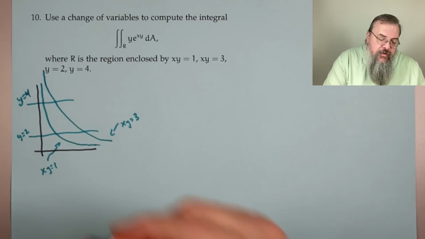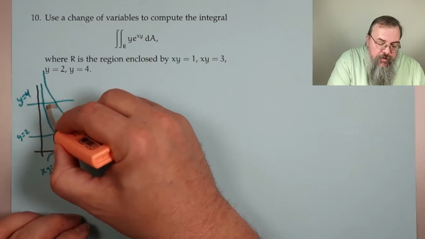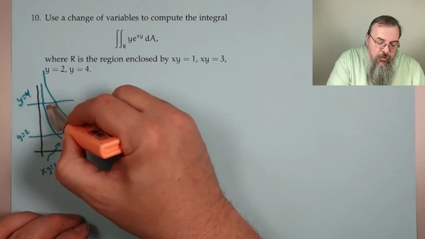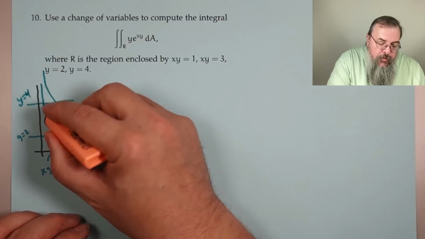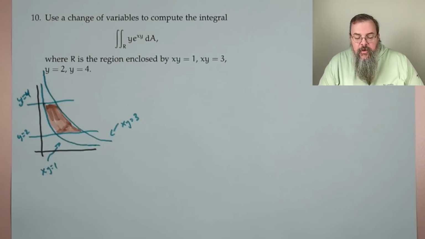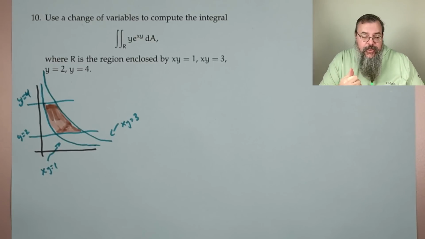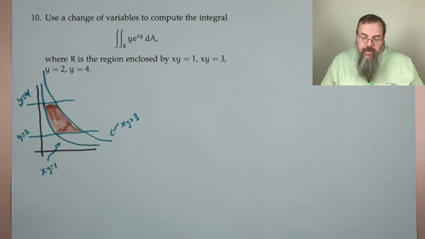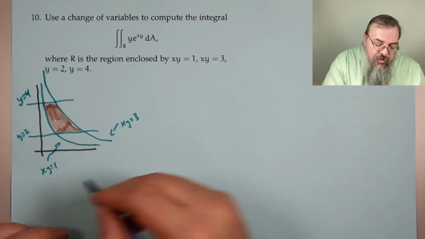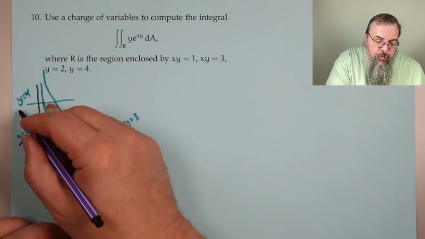And now we say, okay, so what kind of things are we looking for when we're thinking about substitutions to make? Well, we sort of have two things in the back of our head. We want to make a substitution which is compatible with the pieces that we see in our function and compatible with our bounding curves. And our two bounding curves tend to involve something that looks like xy or something that looks like y.